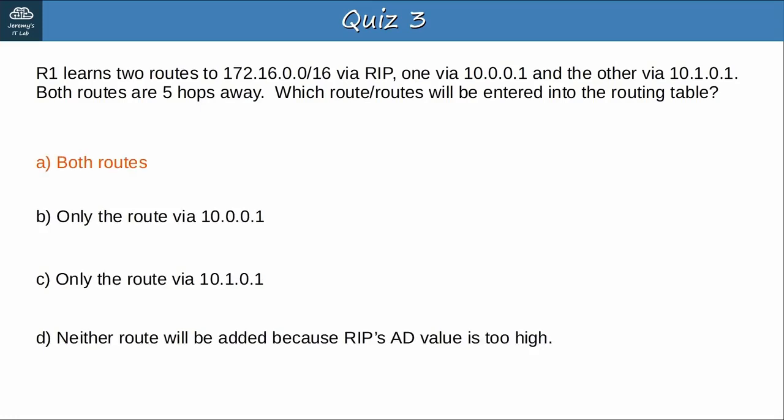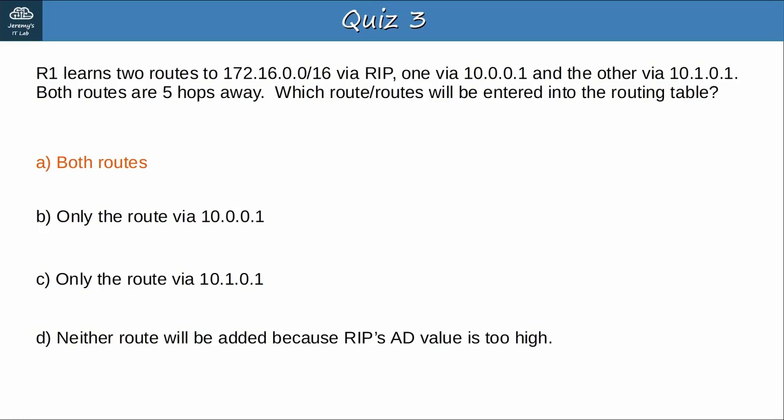The answer is A. Both routes will be added to the route table. Both routes are to the same destination, 172.16.0.0/16. They were learned through the same protocol, RIP, and they have the same metric, 5. So because of these conditions, both will be added to the routing table, and R1 will load balance traffic over the 2 routes.